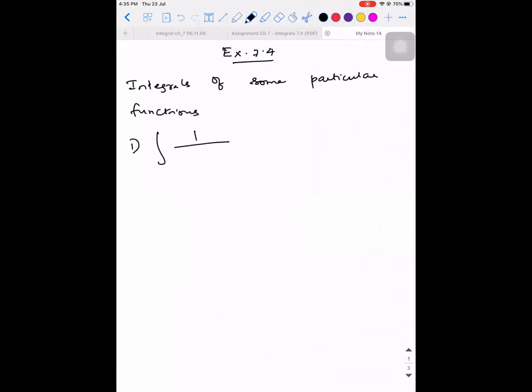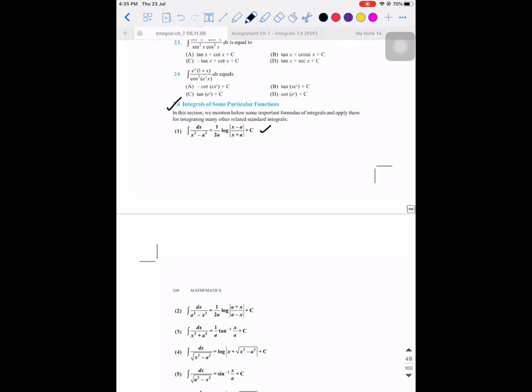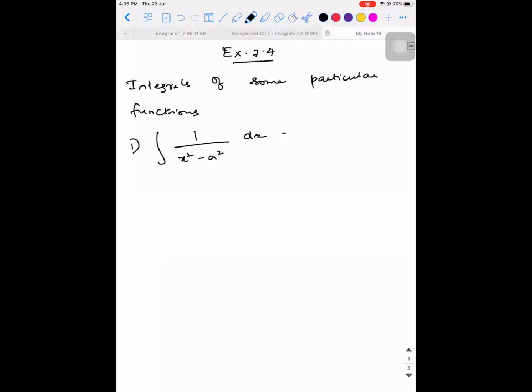So what is the first one? Integral of 1 by x square minus a square is 1 by 2a into log of x minus a divided by x plus a plus c. Okay. So how to get this? Instead of treating it like a formula, tell me, had it been given as a problem, how will you start thinking?